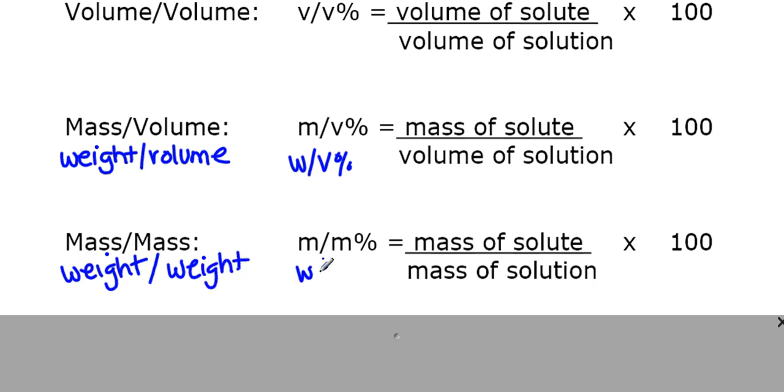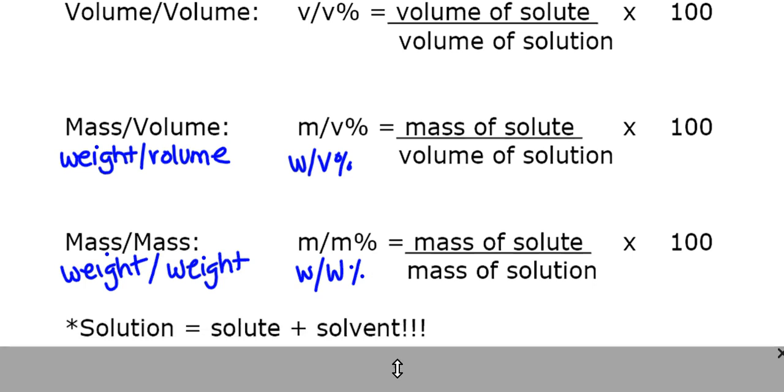And that would be W/W percent. But we're going to typically see more mass. One thing to remember, on the bottom here in the denominator of all of these formulas, we see solution. Remember, the solution is made up of both the solute and the solvent. So just pay attention to the questions that you're seeing, because sometimes it will give you the volume or mass of a solution, and sometimes it'll give you separate solute and solvent masses or volumes. So just pay attention.